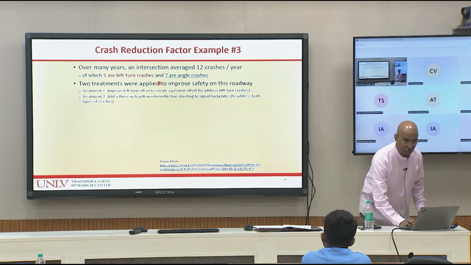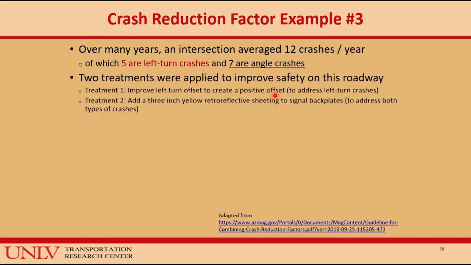2 treatments. Treatment 1 is to create a positive offset to left turn. So this is the geometric design. You're offsetting the left turn lanes so that there's better sight distance, line of sight for approaching traffic to look at opposing through traffic. Treatment 2 is we are adding a 3-inch yellow retroreflective sheeting to the back of the signal head. I haven't seen much of that in India. You have a typical signal head, but behind that we use another color contrast to improve its visibility.